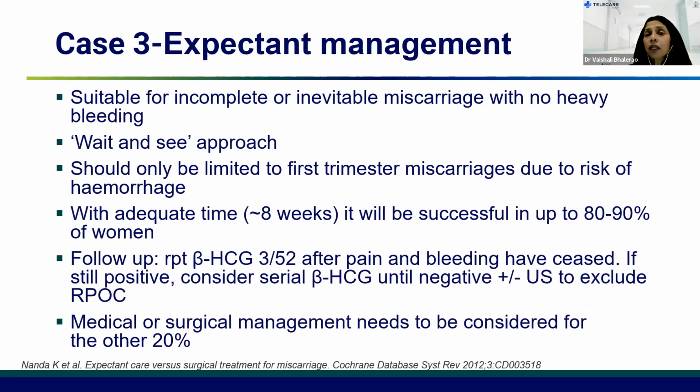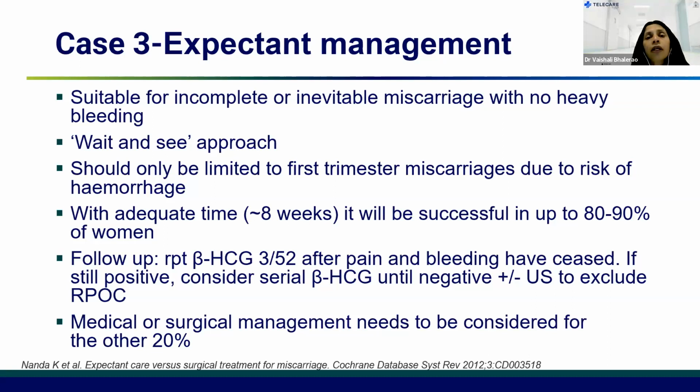So expectant management is suitable for incomplete or inevitable miscarriage with no heavy bleeding. It is a wait and see approach, and should only be limited to first trimester miscarriage due to risk of hemorrhage. With adequate time, around 8 weeks, it will be successful in up to 80 to 90% of women. Follow-up: repeat beta HCG at 3 weeks after pain and bleeding has ceased. If it is still positive, consider doing serial beta HCG until negative, plus or minus ultrasound scan to exclude retained products.